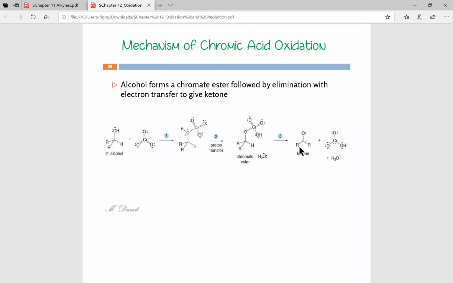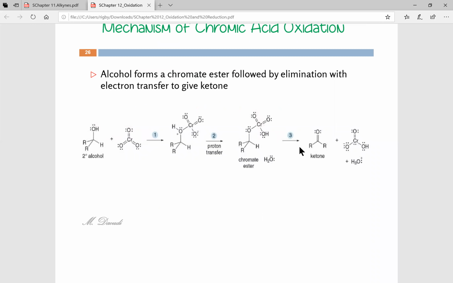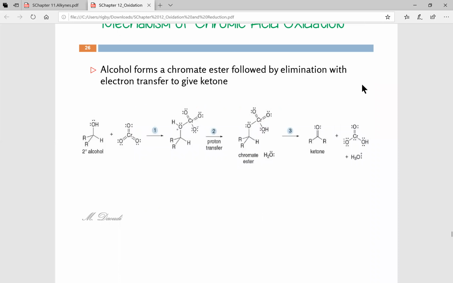oxidation goes. Essentially what happens is this oxygen is pretty attracted to that electrophilic chromium. One of these oxygen bonds breaks, we end up with this guy right here. And then we get a proton transfer where the oxygen with the single bond grabs onto the hydrogen, the hydrogen-oxygen bond breaks, we end up with this guy right here, okay?